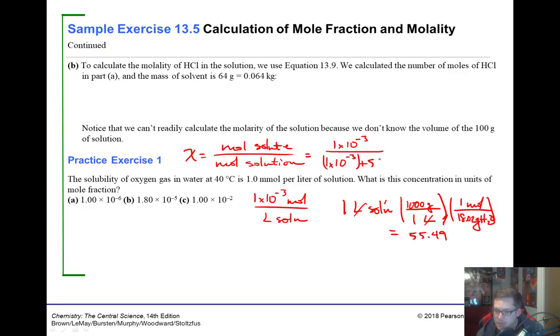All right, so we add that to the bottom here. So 1 e to the negative 3 divided by 1 e to the negative 3 plus 55.49. All right, and I got 1.80 times 10 to the minus fifth. And since it's mole fraction, there's not really a unit for it. It's just the mole fraction of O2. So 1.80 times 10 to the minus fifth, so it'd have to be B.